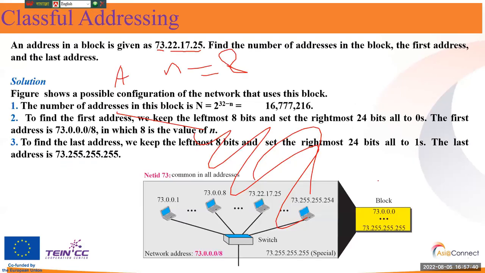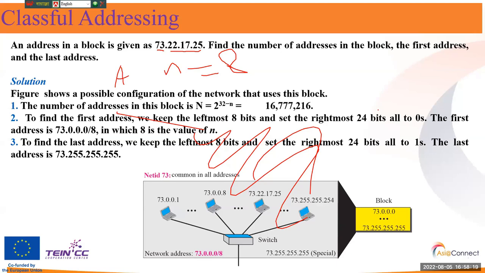I think you say this is the block. So the total block address should be 73.0.0.0 to 73.255.255.255. The starting address is 73.0.0.0 and the last address is 73.255.255.255. But the usable addresses, that means the client can use addresses from 73.0.0.1 to 73.255.255.254. The other two addresses are counted in this block, but the user cannot use them. Do you understand or not?